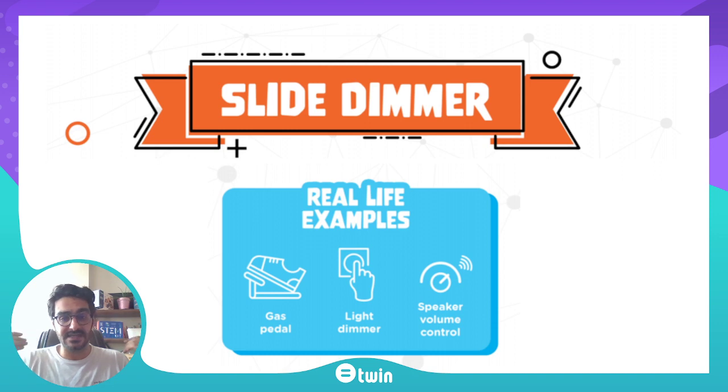And also inside of the cars right now we have electrical inputs that read the amount of gas that you want to give to the car, and then it sends the signal to the brain of the computer in order to arrange the speed of the car. So slide dimmers are everywhere, and it is nice to explore with doing kits.